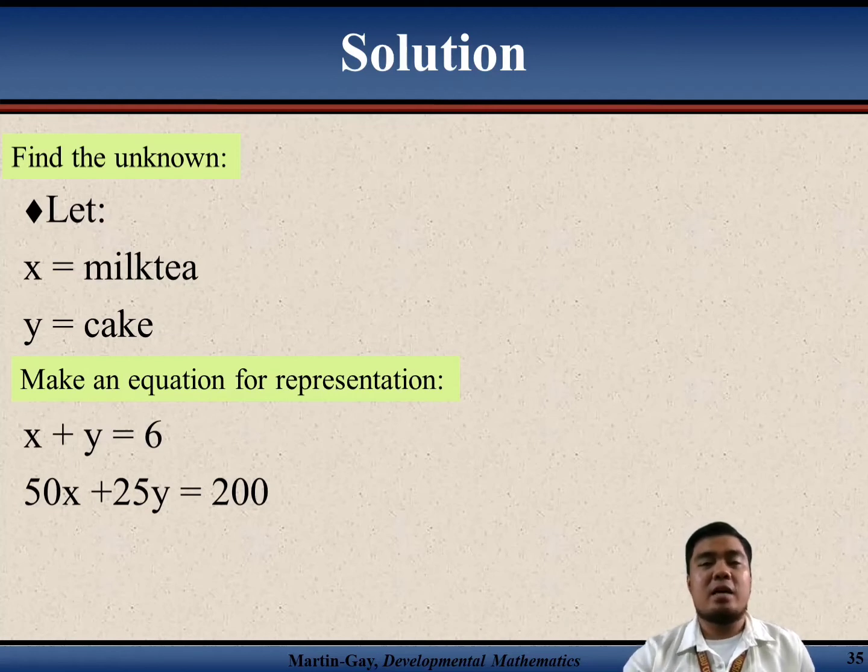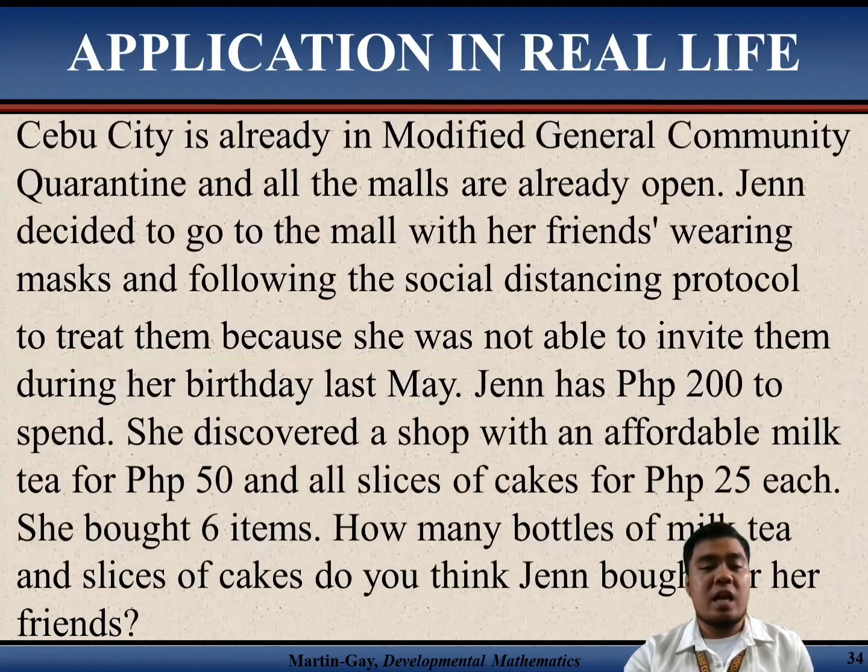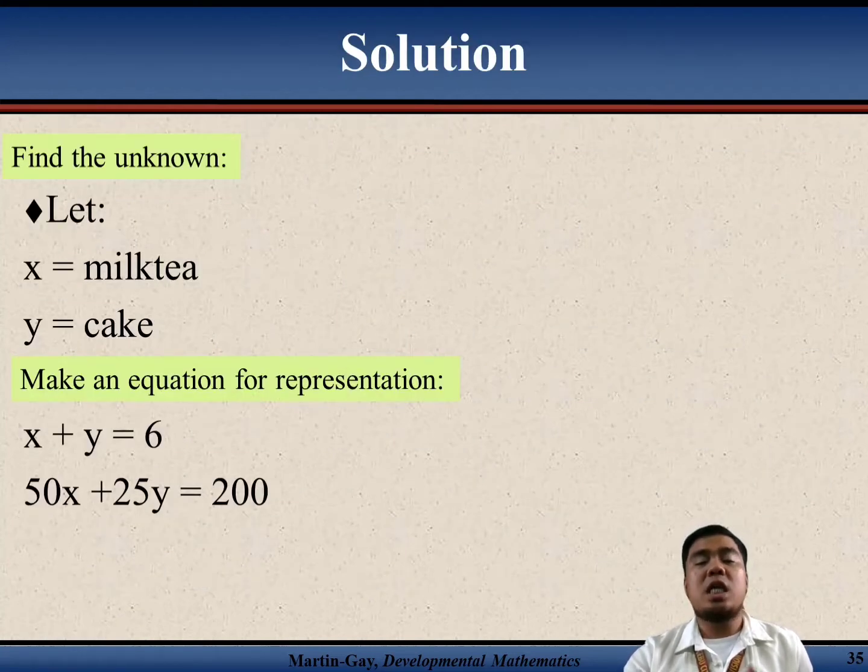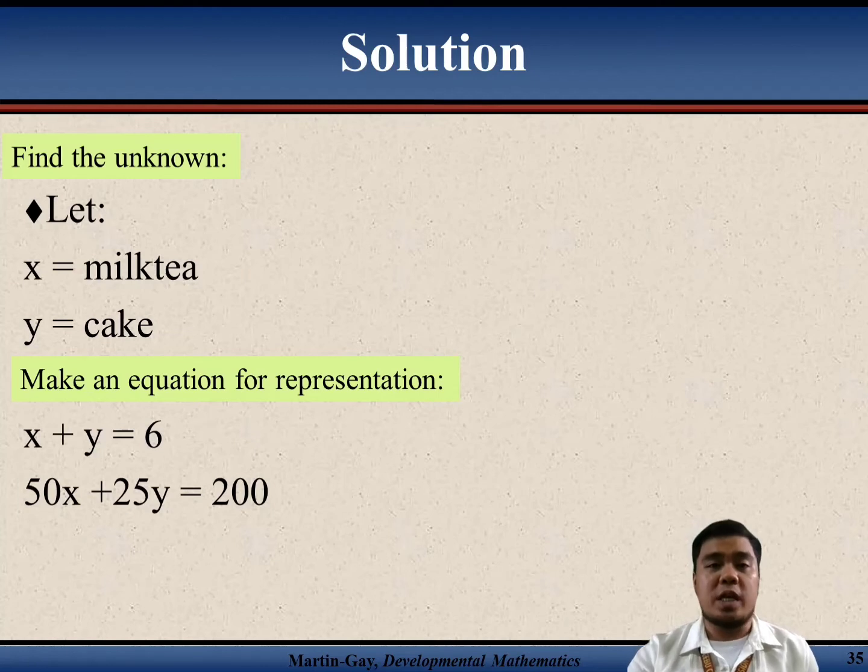Then right after that, based on the content, you are going to arrive at an equation. So I'll say x plus y is equal to 6, because it is stated here that she bought 6 items all in all, meaning the number of bottles of milk tea and the number of slices of cake is equal to 6 when added. So that is x plus y is equal to 6.